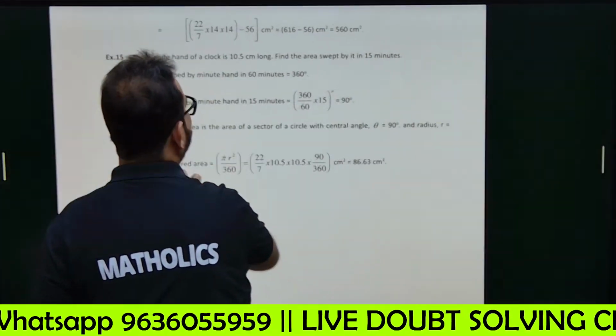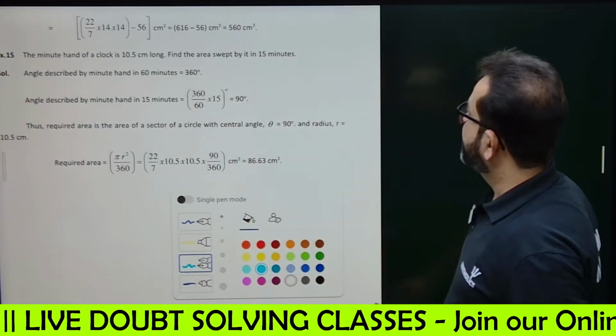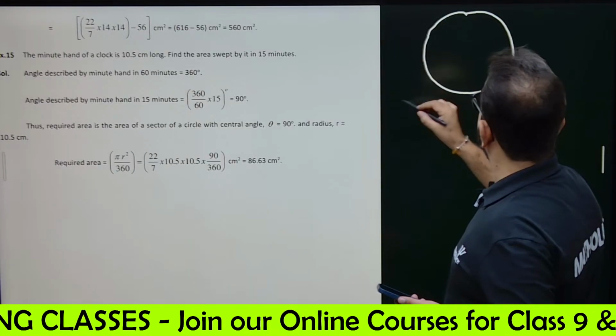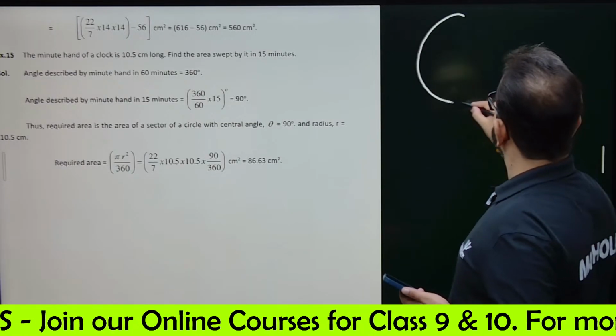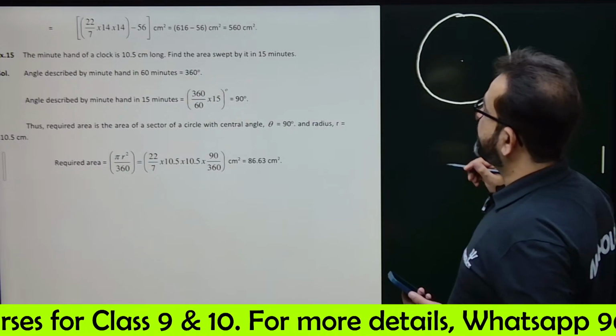Okay, see, I will be solving. The minute hand of a clock is 10.5. A clock, obviously, it is a circle. Okay, sir, it is a circle. Done, sir, it is a circle. Now, minute hand is 10.5 centimeters long.